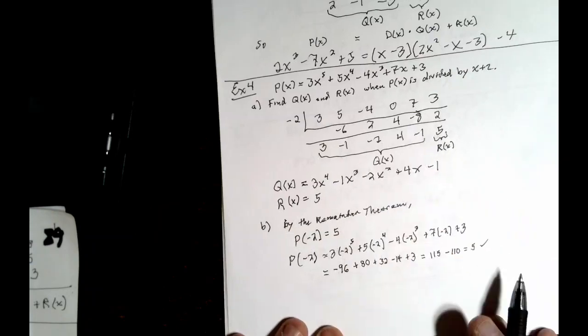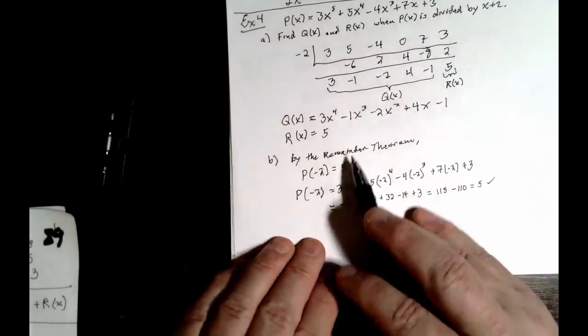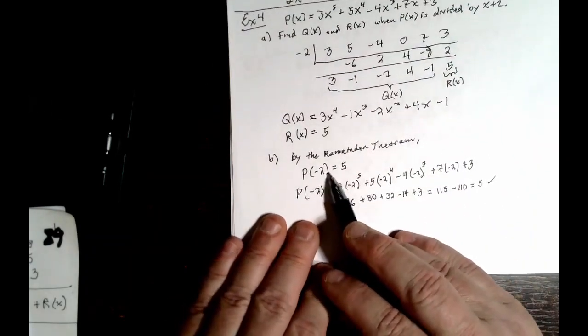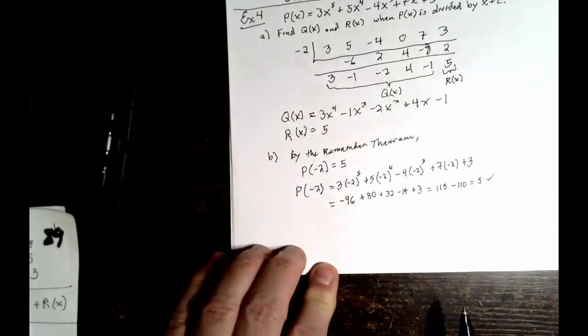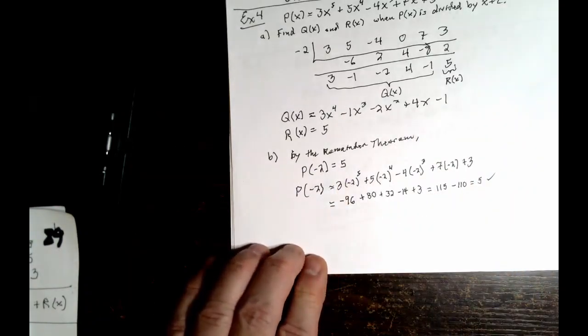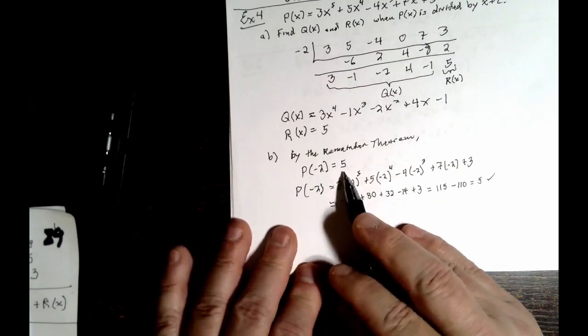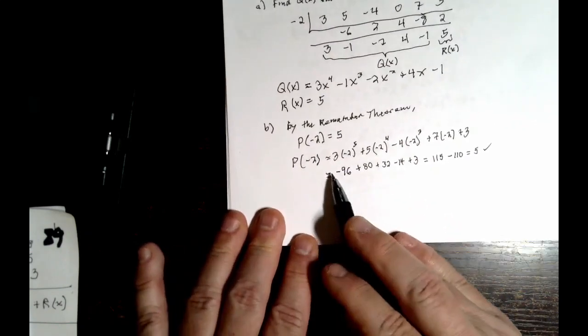Remainder is 5. Now by the remainder theorem, if you plug minus 2 into the function, you should get the remainder. So the number that you divided by, minus 2, plugs into the formula, you get r every time. And I checked it just to show you that it does work.